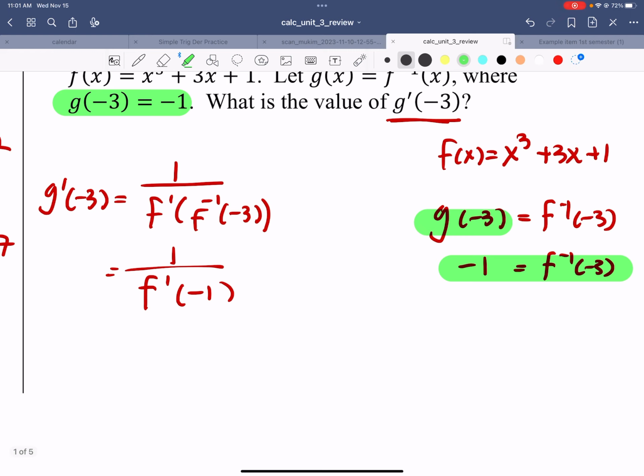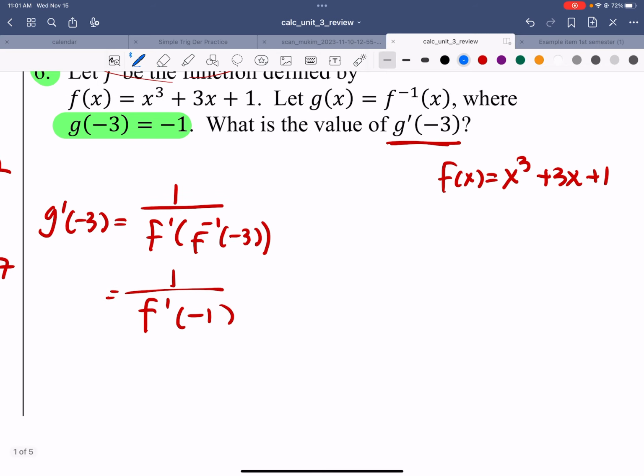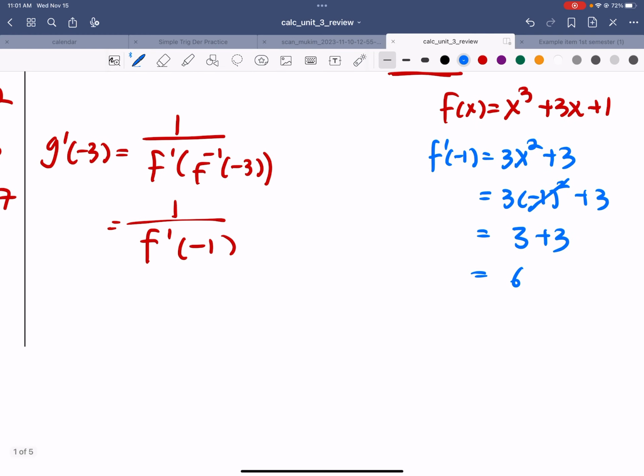Now, what's 1 over f prime of negative 1? So let's do this one. I don't know what that is, so I'm going to erase this part, but you know what I mean. I've got to find f prime. So let's do this. f prime of x is equal to 3x squared plus 3. So now let me plug in negative 1, which is going to be positive 1. 3 times positive 1 is 3, plus 3, which is 6. So I should get 1 over 6 as an answer.